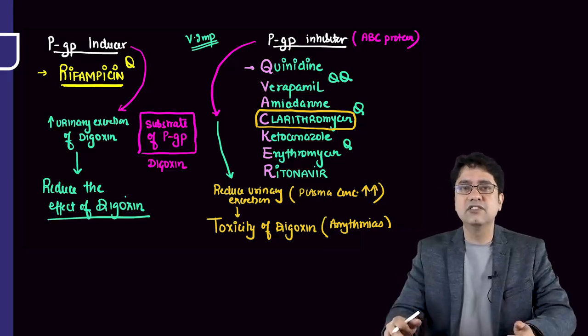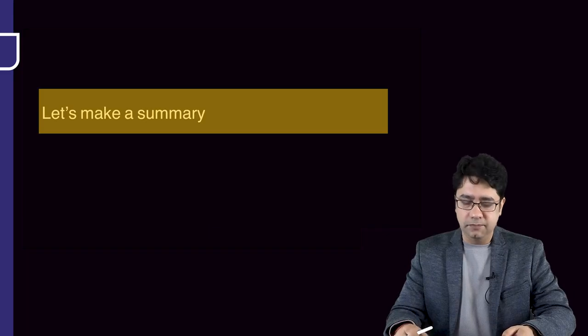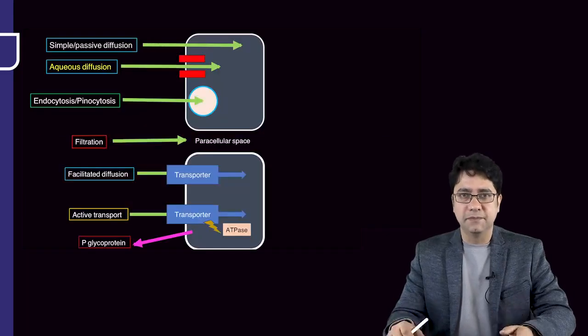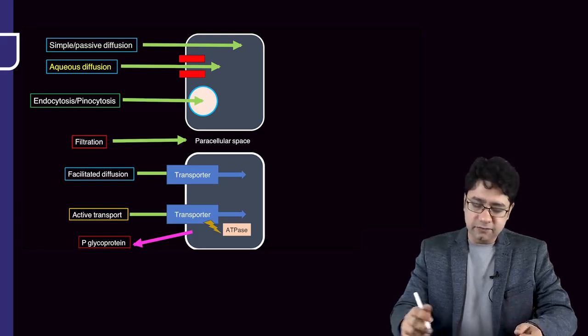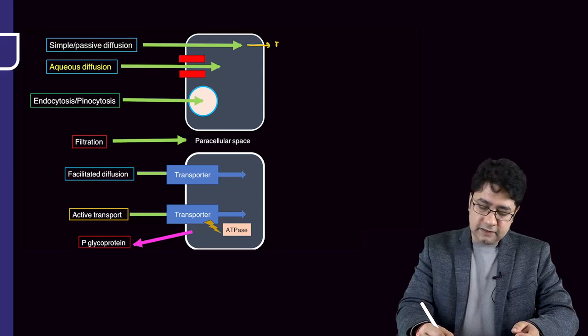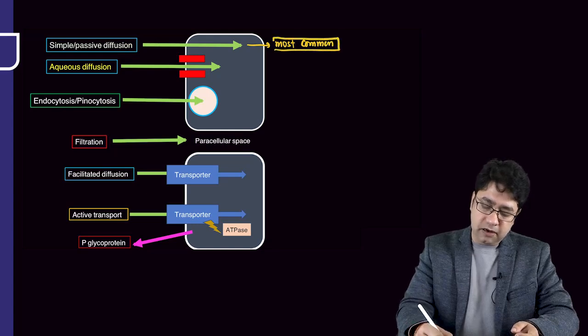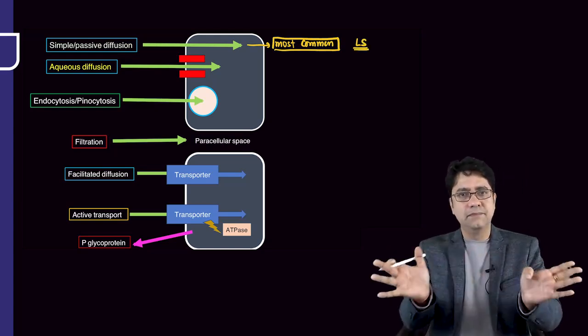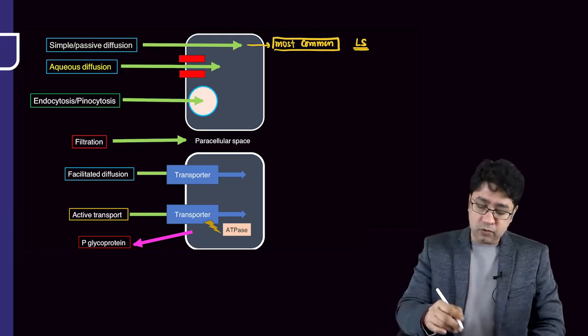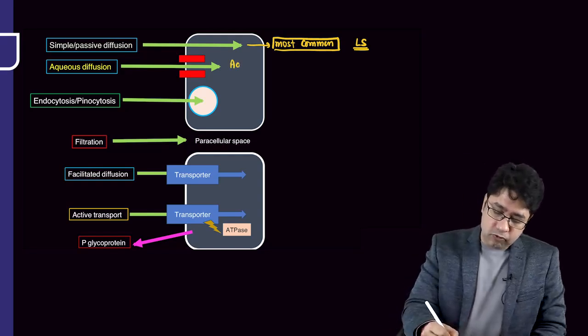So we have discussed all the pathways of drug absorption. So let's make a summary. Can you tell me the most common pathway of drug absorption? That is simple or passive diffusion. And here a lipid soluble drug crosses the cell membrane in a very simple way. Aqueous diffusion occurs through aquaporins.